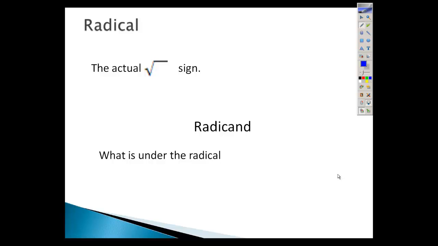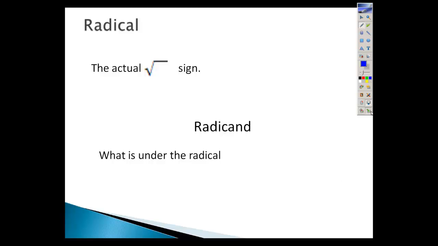Before we get too carried away, you need to know what the radical is. It's the actual square root sign, and it might not just be a square root; it might say cube root, fourth root, fifth root. But today the radical is the root sign, and you're just going to be doing square roots. The radicand is whatever's underneath the radical.